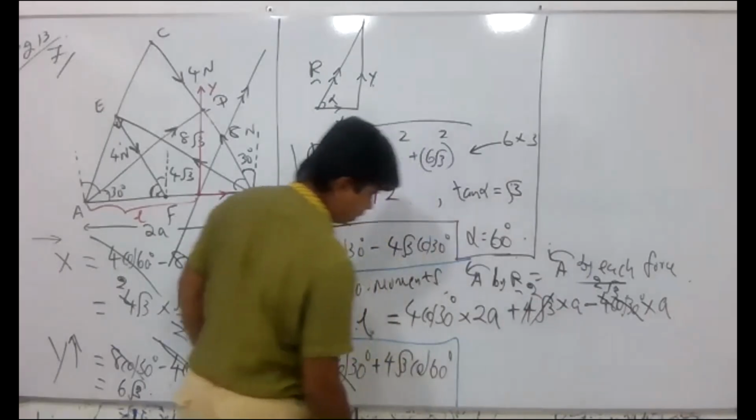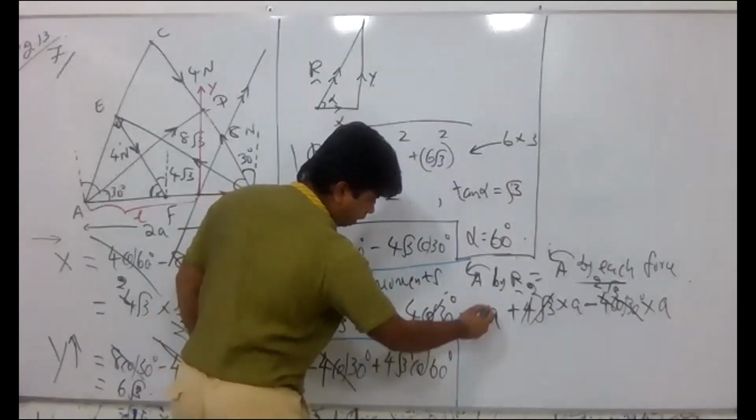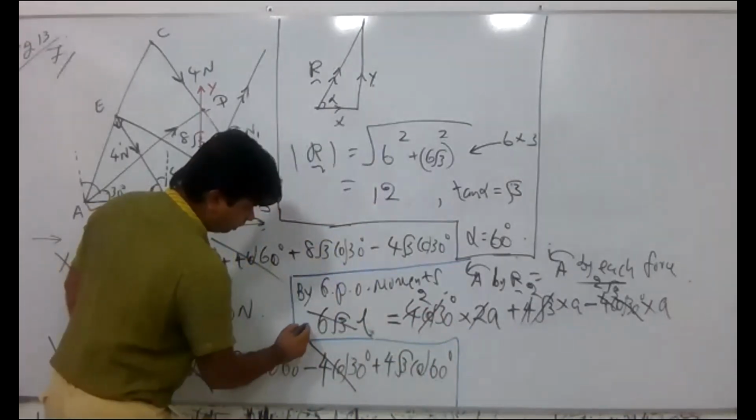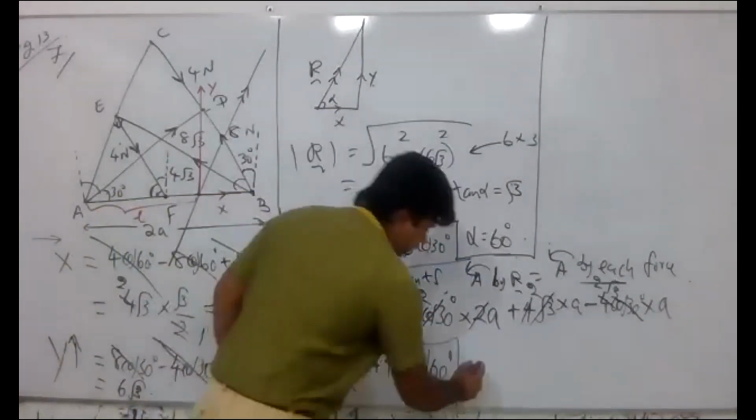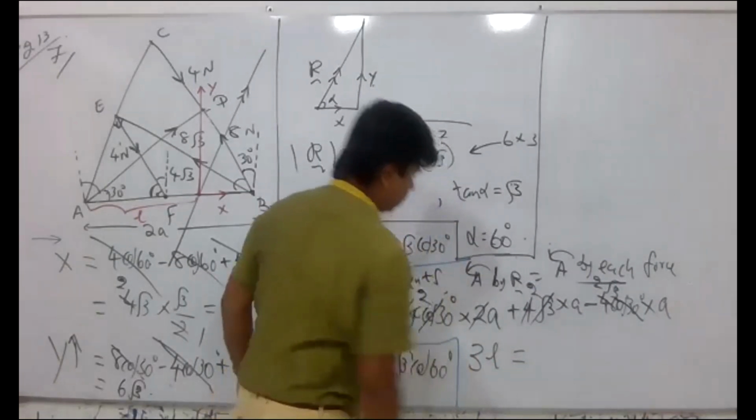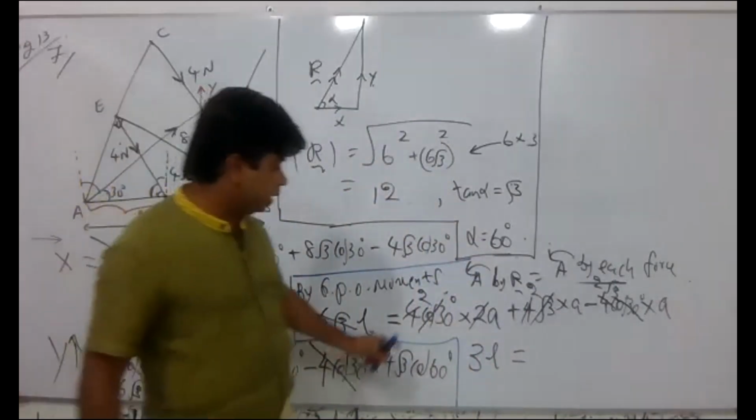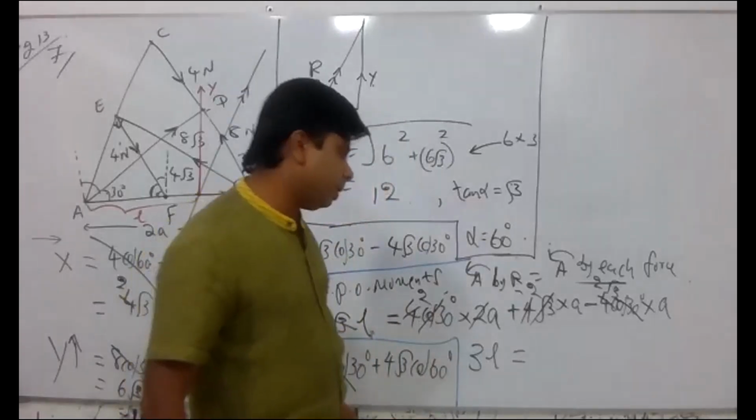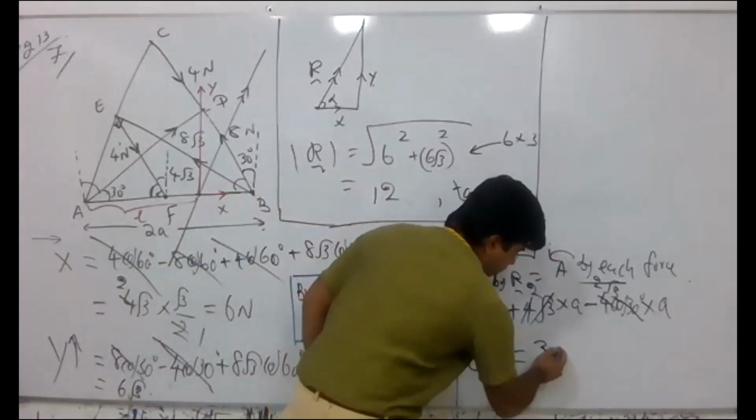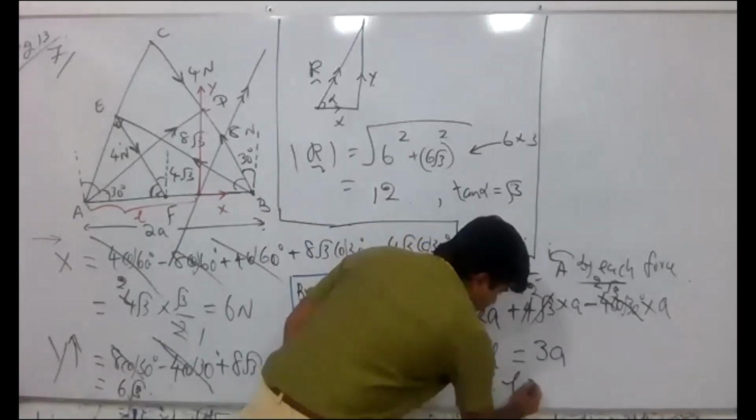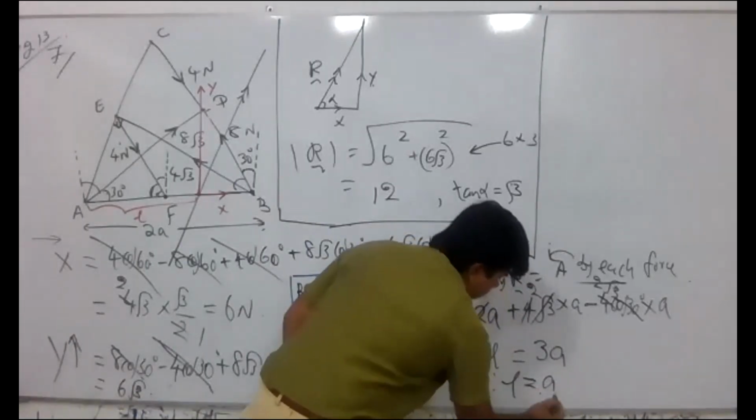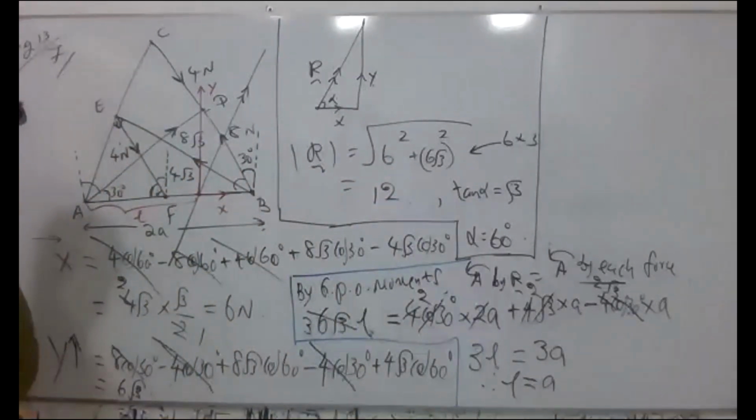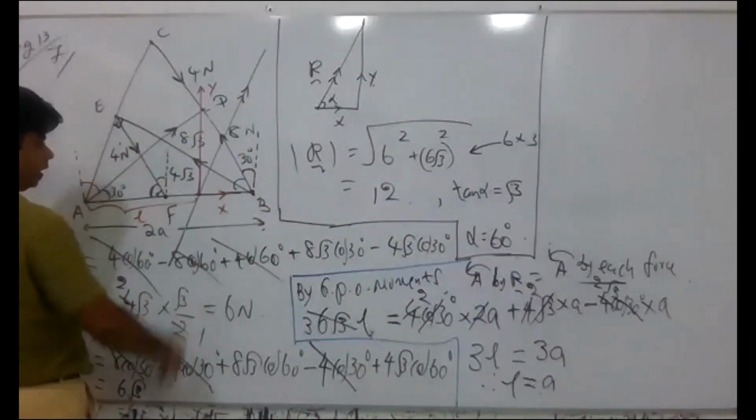Then here 2, and you know that cos 30, and here 2, then actually here 3, okay? Then you will have 3L equals 2A plus 2A, altogether 4A, minus A, 3A. Therefore L equals A. We found the line of action of the resultant.